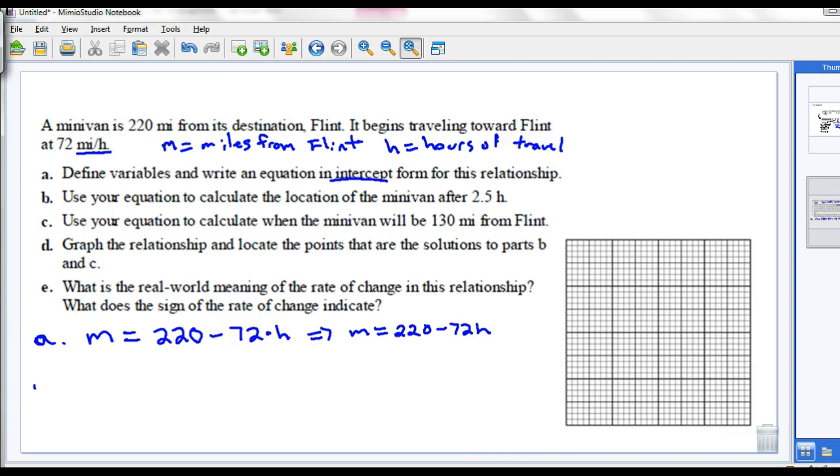So let's do part B. I'm going to do this in a different color to separate what they look like a little bit.